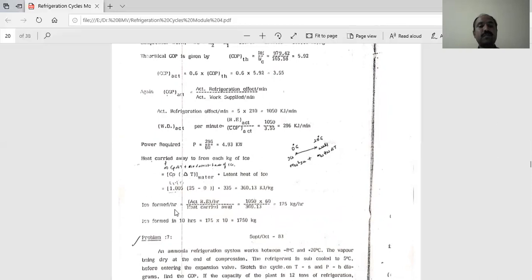Then ice formed per hour is equal to actual refrigeration effect per hour divided by heat carried away. That is calculated by 1050 multiplied by 60 divided by 360.13, which is about 175 kg per hour.